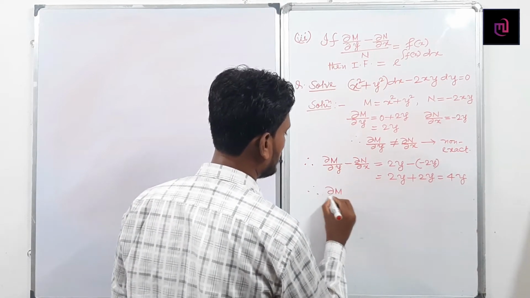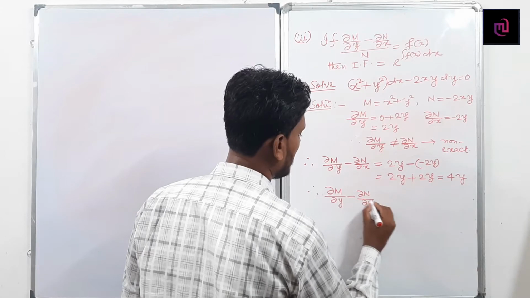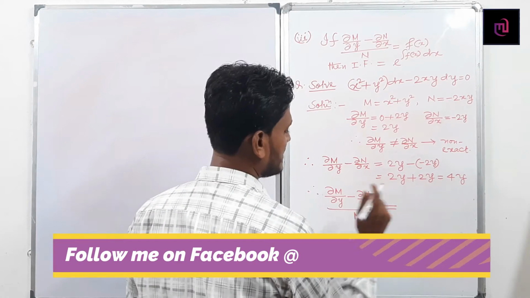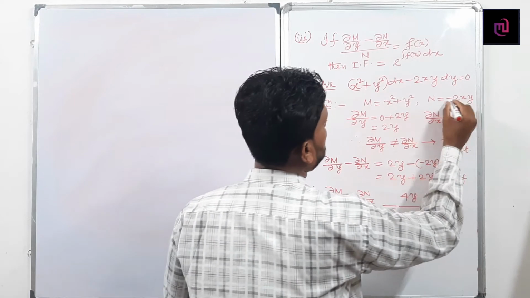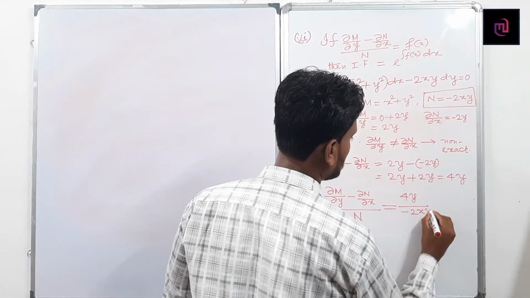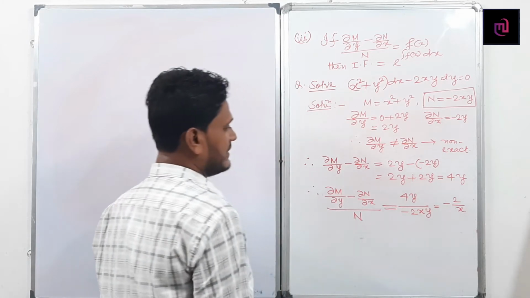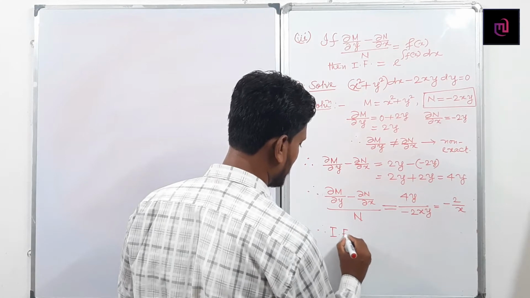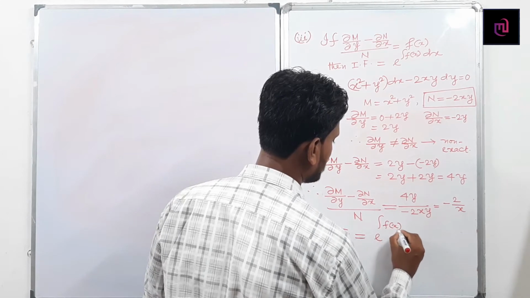Therefore (del M by del y minus del N by del x) whole divided by N, so verify it, becomes 4y whole divided by N. What is N? N becomes minus 2xy, so can I write minus 2 by x. So therefore the integrating factor becomes e to the power the integration of f of x dx.